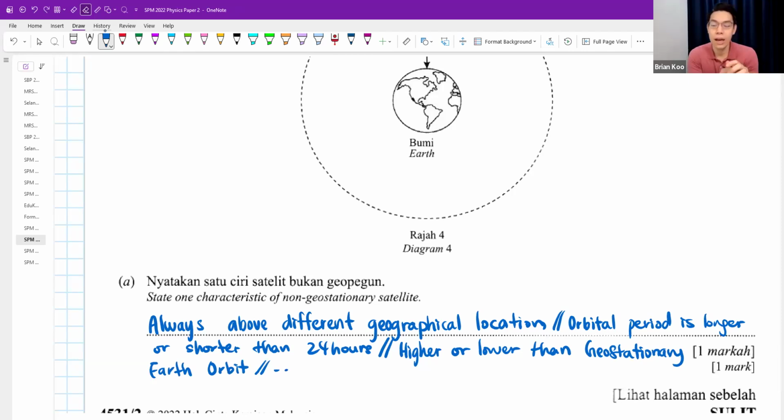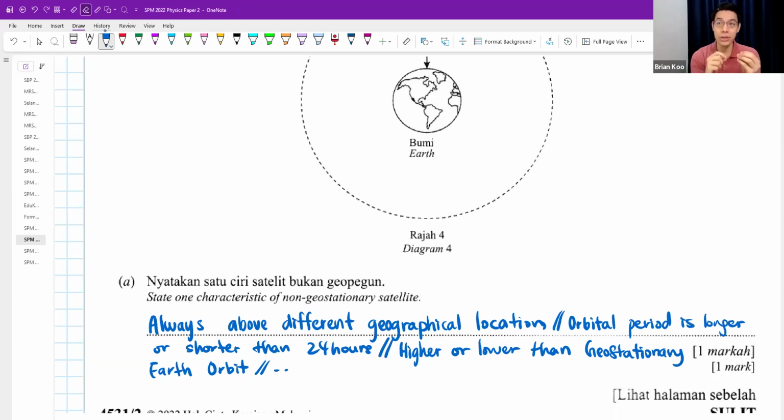Like you can also say the orbital period is different from the rotational period of the Earth, because normally Earth would rotate 24 hours and geostationary normally will follow. But this one they won't follow. So you can just say the orbital period of the satellite is different from the rotational period of Earth. Also can. Okay. Or you can also say the direction of orbit doesn't have to be the same as the direction of rotation of Earth.